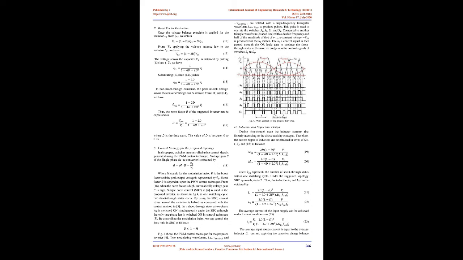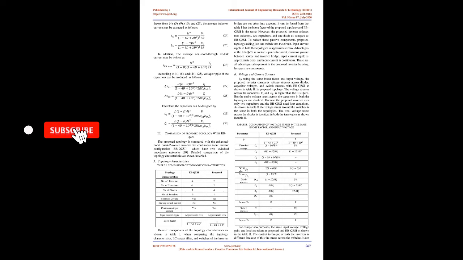In this paper, switches are controlled using control signals generated using the PWM control technique. The voltage gain of the single-phase DC-AC converter is obtained by the equation, where M stands for the modulation index, B is the boost factor, and the peak output voltage is represented by V0. The boost factor is dependent upon the PWM control technique. From equation 18, when the boost factor is high, automatically the voltage gain is high. Simple boost control, SBC, in reference 6 is used in the proposed inverter.